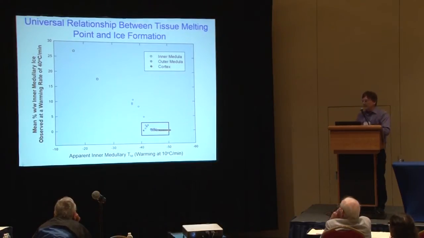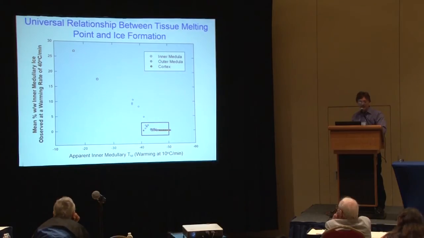So if you think back to all of that tremendous heterogeneity from biopsy to biopsy, what would happen if you now compare the amount of ice formed in the biopsy sample against the TM of that biopsy sample? And if you do that, you find that there is no disagreement between the samples at all in that regard. You have a universal relationship between the amount of ice formed and the melting point of the system. Whether it's inner medulla, outer medulla, or cortex, everything behaves the same way.